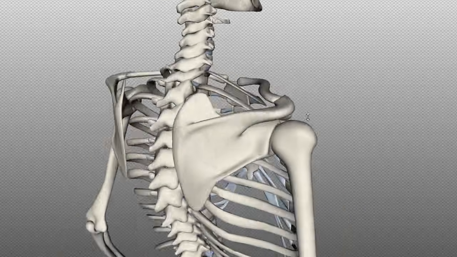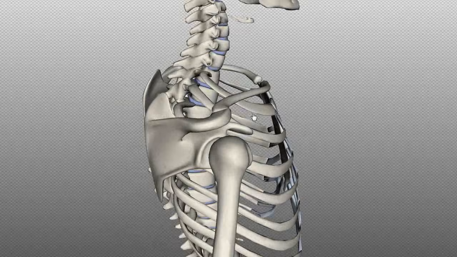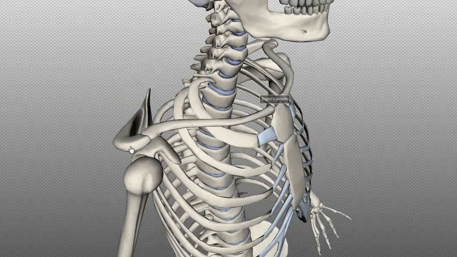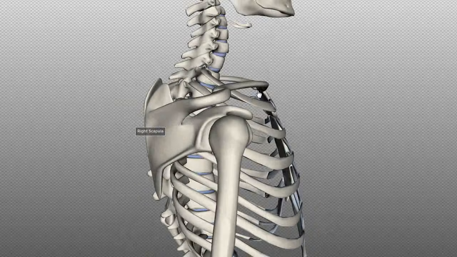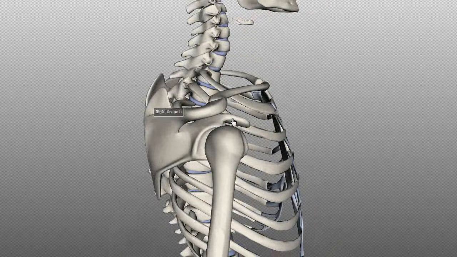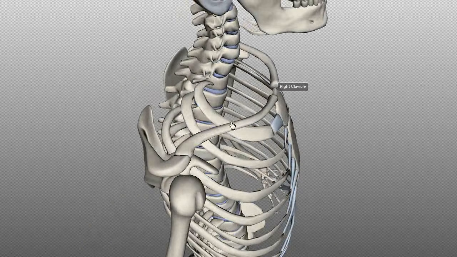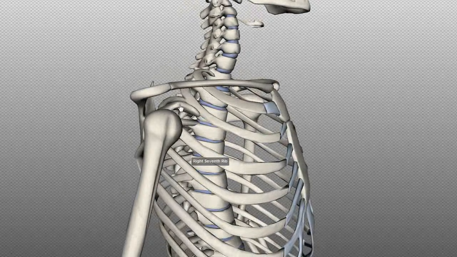And you've got three processes. You've got the spine of the scapula, the spinous process. You've got the acromion process, this process here which articulates with the clavicle. And then you've got the coracoid process, which I just talked about, this little hook-shaped bone which extends above the glenoid fossa, which articulates with the humerus. So three processes: the spinous process, the acromion process, which articulates with the clavicle, and this hook-shaped process which extends outwards.